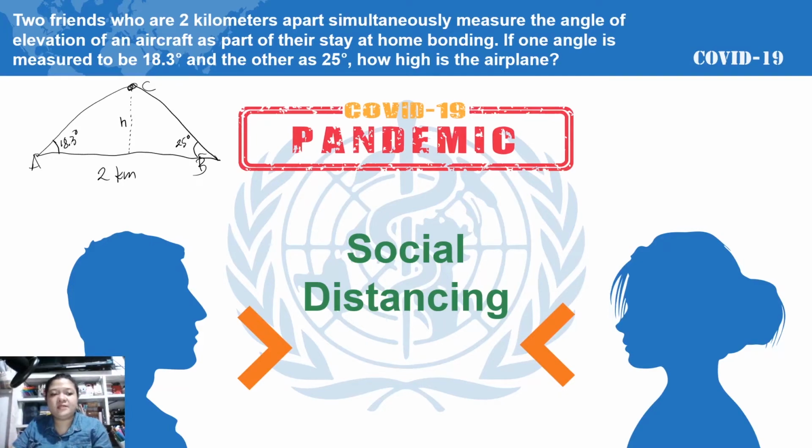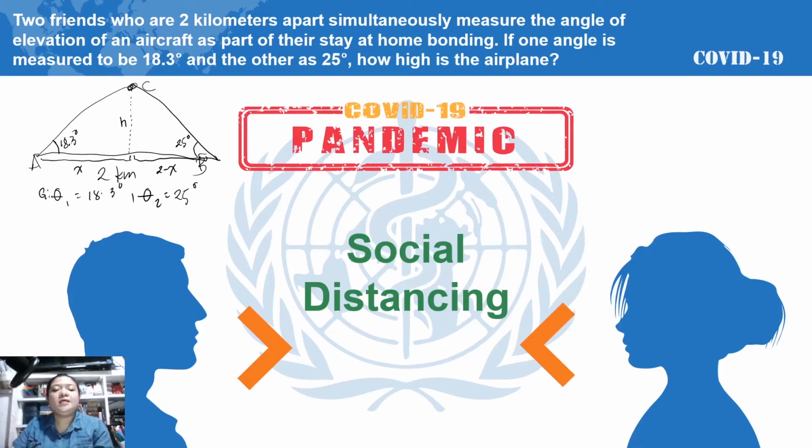So, ano-ano raw ang ating given? So, ang mga given natin, theta sub 1 natin is 18.3 degrees. At theta sub 2, okay, pwede rin natin silang tawaging alpha and beta at gamma. Si theta sub 2 ay may value na 25 degrees. Tapos daw, ang distance nila ay 2 kilometers. Kung ang distance mula kay friend A papunta dun sa point na kung saan nasa tapat ang airplane ay x, ang distance naman mula kay friend B dun sa point ay magiging 2 minus x.